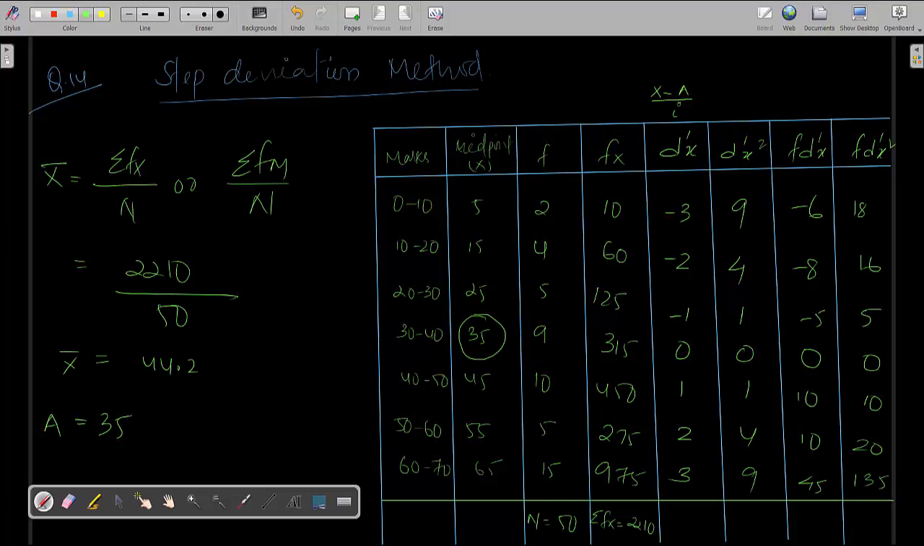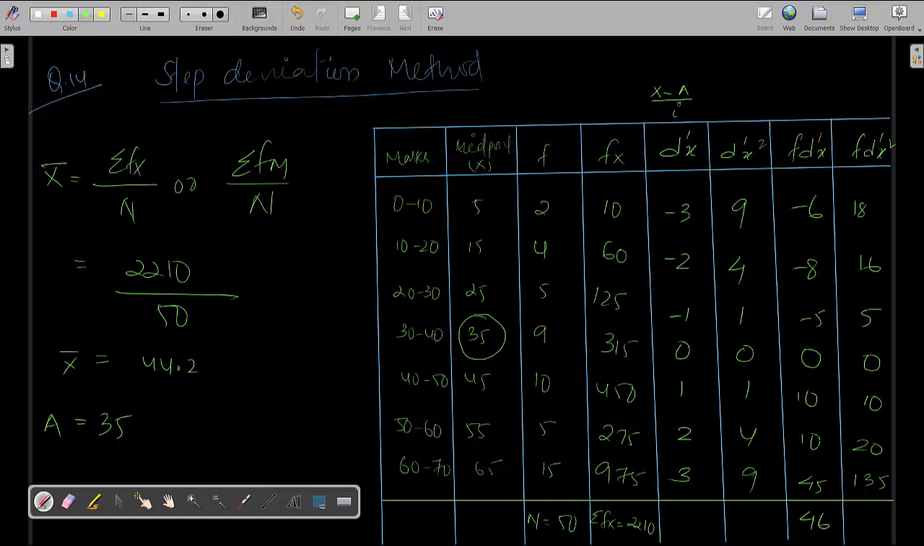So now you add up all this: 40, 50, 60. This is 60 and this is 19. So 60 minus 19 will give you 41. 40, 50, 60, sorry, 65 minus 19 will give you 46. Okay, so this is the minus value, this is the plus value. This is bigger, therefore we don't write the sign here.